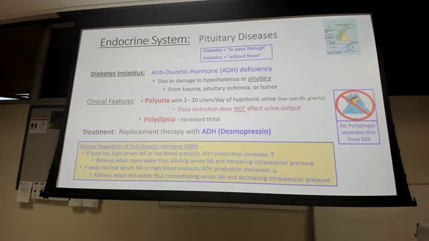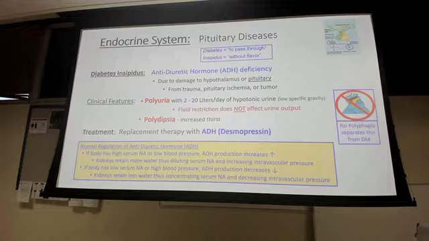All right, so just focusing on diabetes insipidus. So antidiuretic hormone, that's the one that is in the posterior pituitary, right? So antidiuretic hormone, what do you guys think it does? It's kind of in the name. Retain water, right? So if we're deficient in antidiuretic hormone, we are not going to be retaining water.